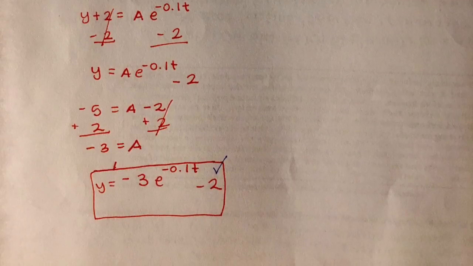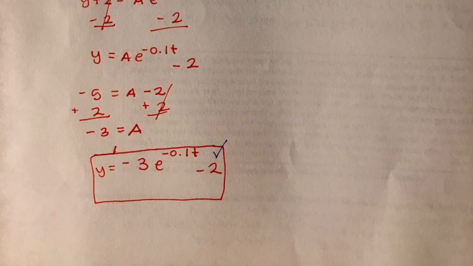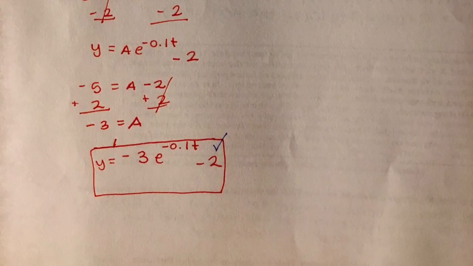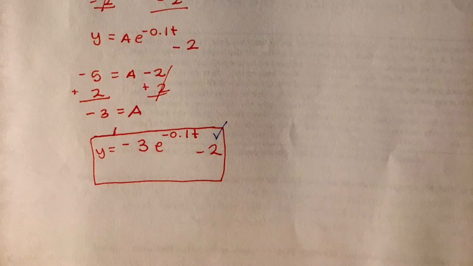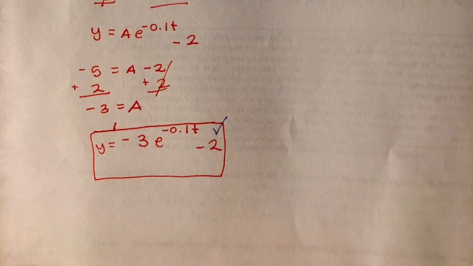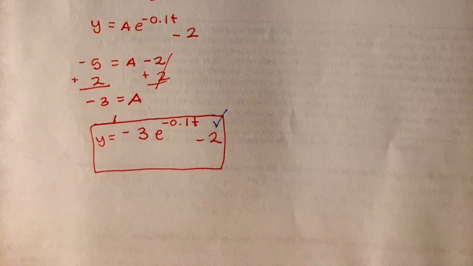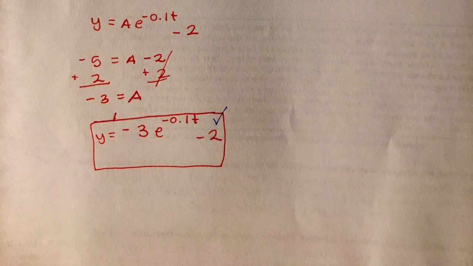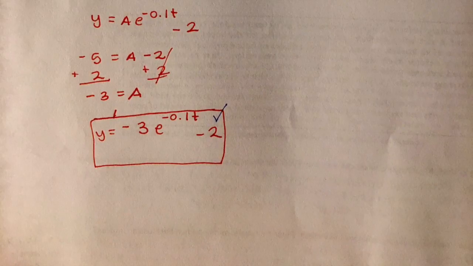We can use our initial condition now to solve for our constant a. When we plug in 0 for t and set y equal to negative 5 and solve, we get a equals negative 3. And so our final equation is y equals negative 3e raised to the negative 0.1t minus 2. And that's your final answer.